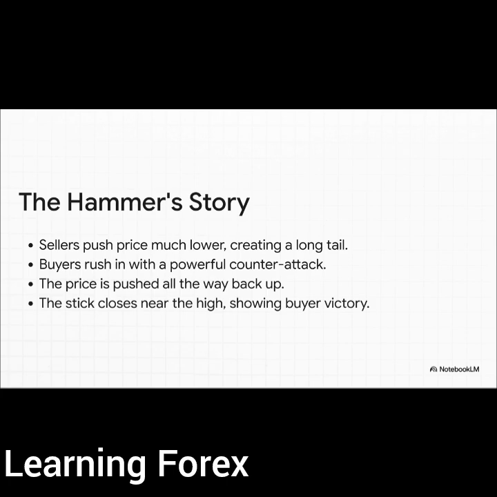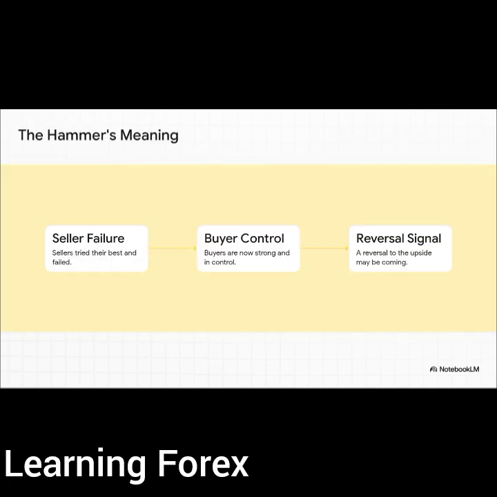But then, just when it looks hopeless, bam, the buyers charge in with incredible force, pushing the price all the way back up. So what's the big takeaway? It's crucial. The hammer tells us that the sellers gave it their absolute best shot, and they were completely rejected. The momentum has totally shifted, the buyers are now in control, and that whole downtrend might just be over.